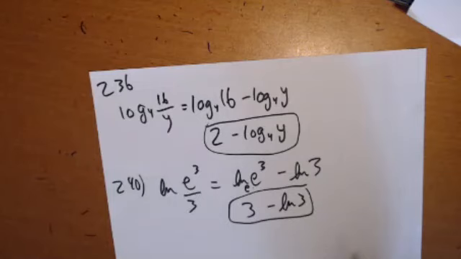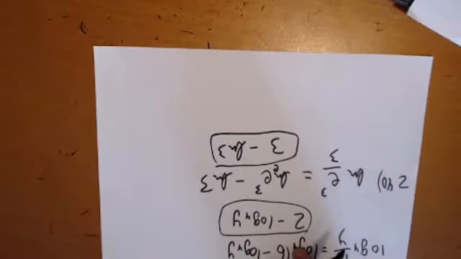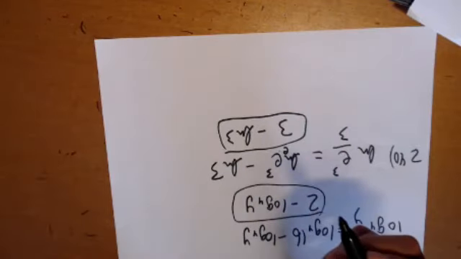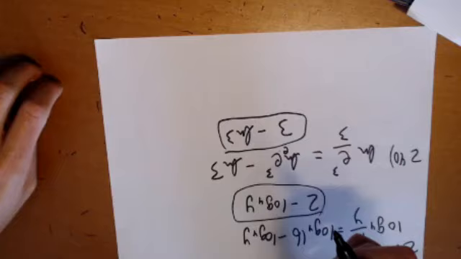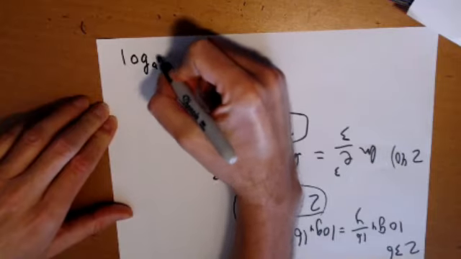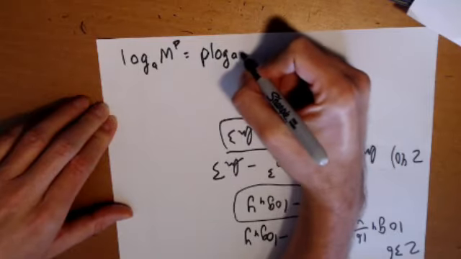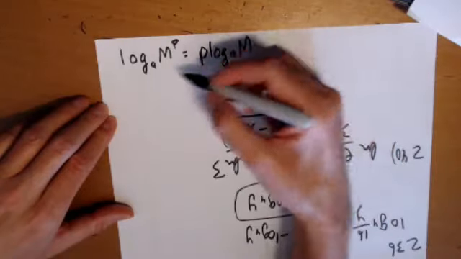Now, the next idea. 242. So we have that one rule up top. Scroll up. What does it say? Log base a of m to the p is equal to p log base a of m. So go up to properties of logarithms. It's that last one in that gray box.